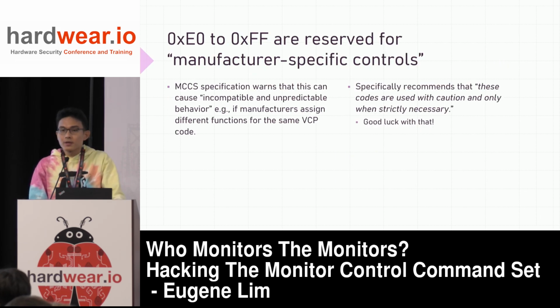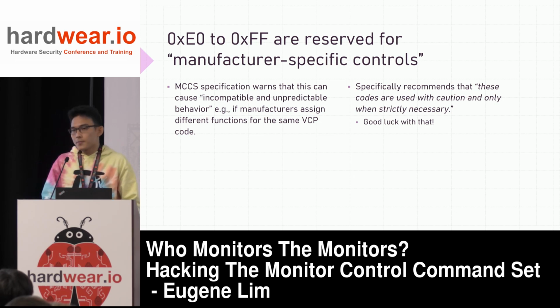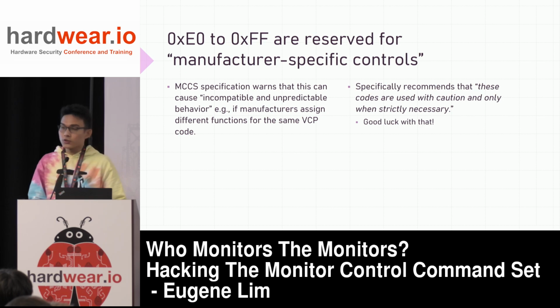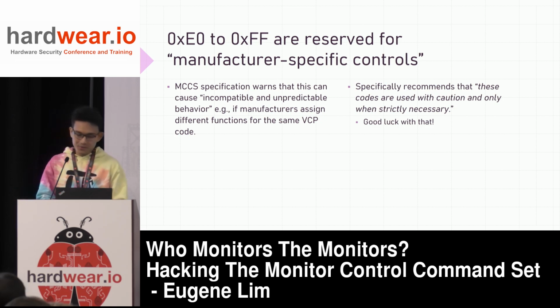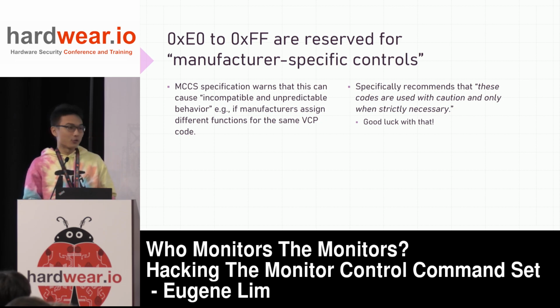The more interesting part that I wanted to look at was the E0 to FF control codes. These are the last 32 opcodes, reserved for manufacturer-specific controls. The VESA MCCS specification warns that you probably shouldn't use these as much as you think you should, because manufacturers can specify their own opcodes. This can lead to a lot of incompatibility. But good luck with that, because manufacturers love adding their own features these days.